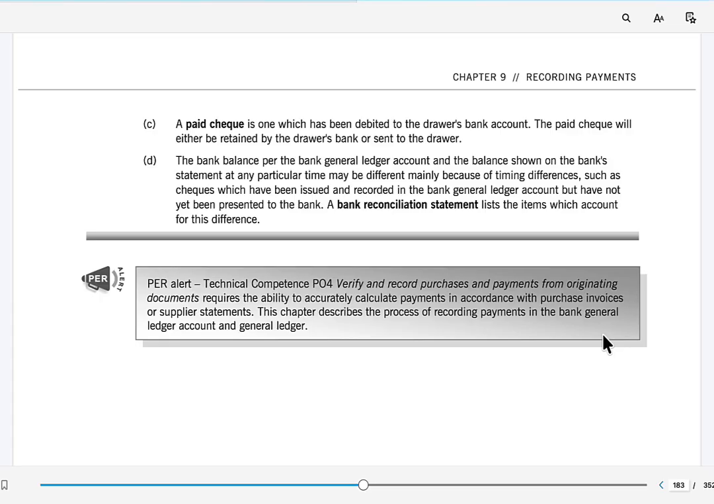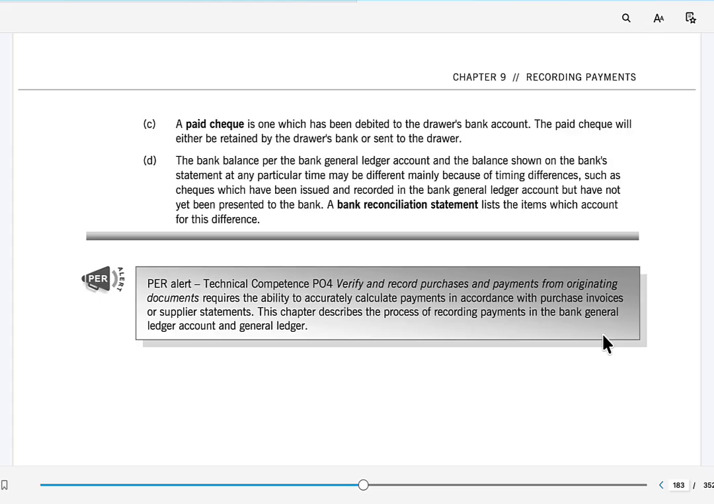Another common timing difference is this: cash or money received and paid into the bank, but not yet processed by the bank, so the business has recorded it as a deposit, but the bank statement has not updated yet. There can also be bank errors or business errors, but timing differences are the most common in basic questions.